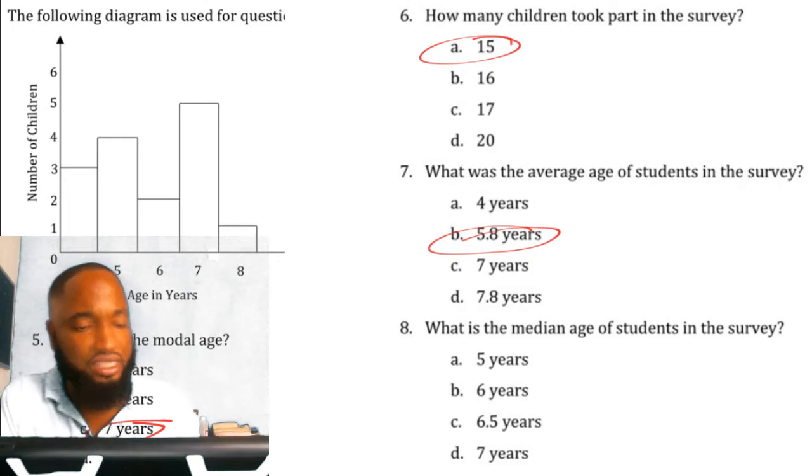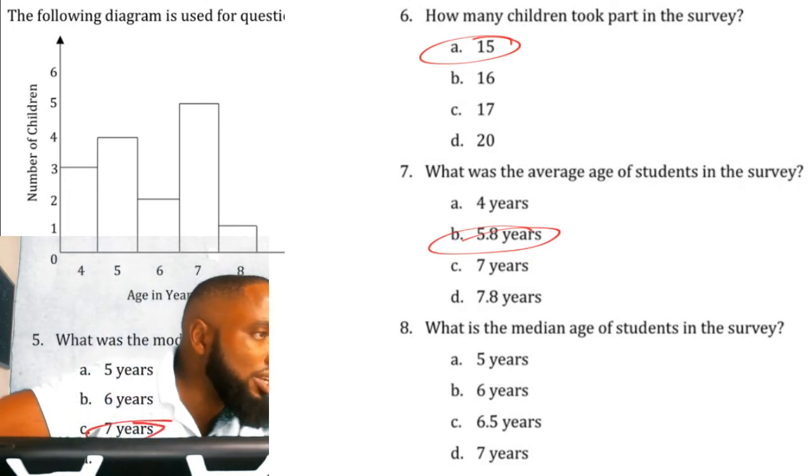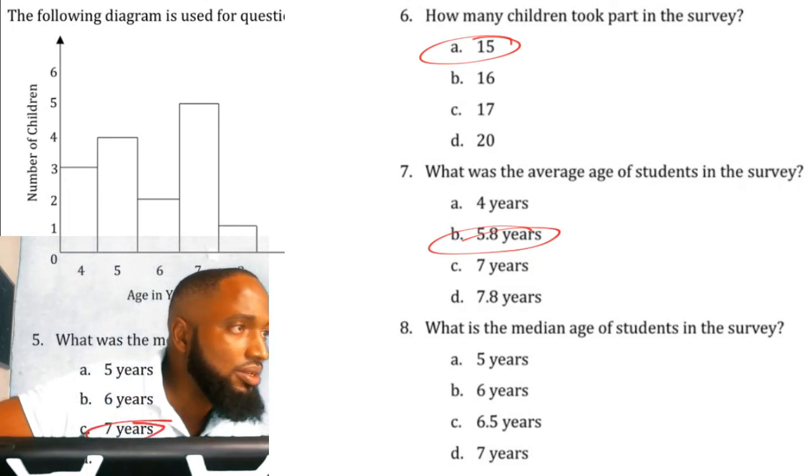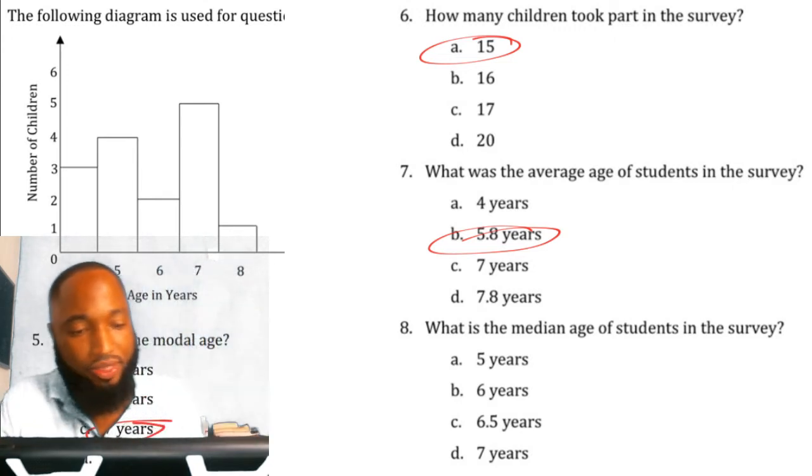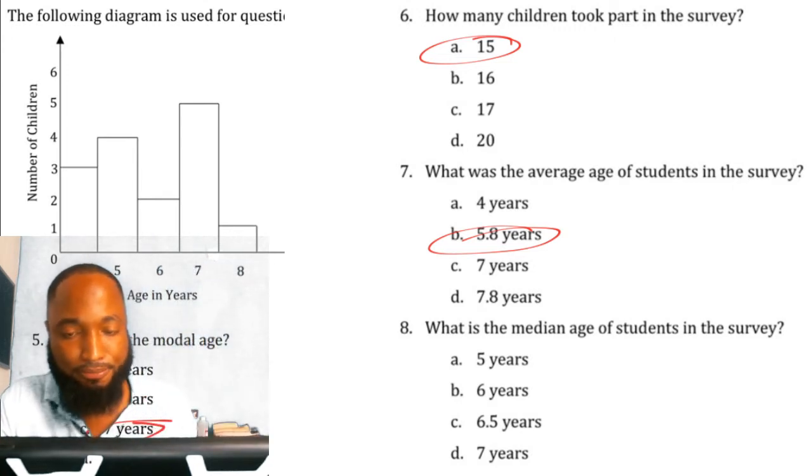Let's see if I've seen any answers for 8 in the chat. 8B. Jaden says B. Omri says B. Spanish says B. Mikhail says B. Anthony says C. But most of the answers, people are getting them together. The median age of students in the survey.